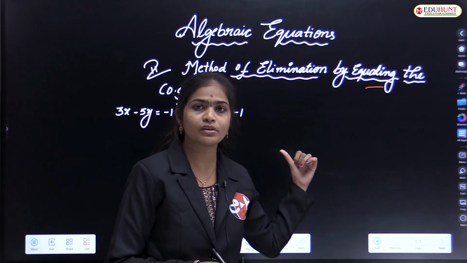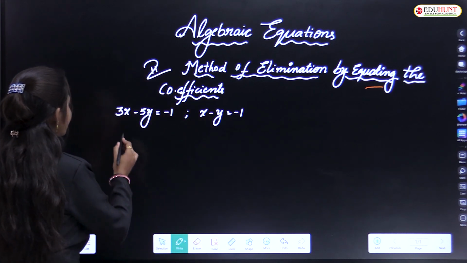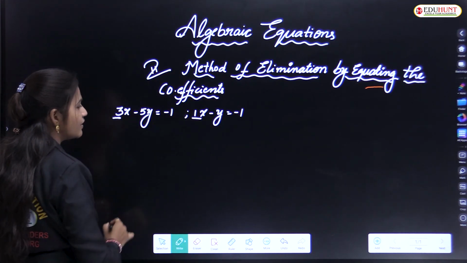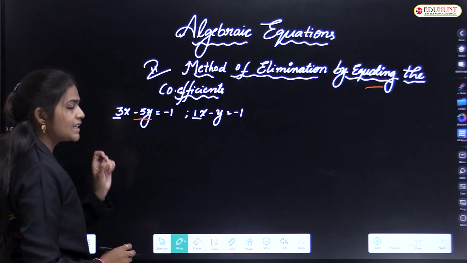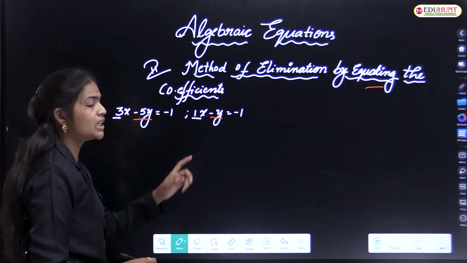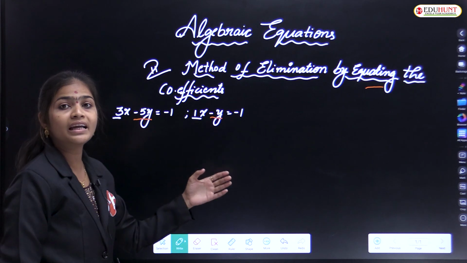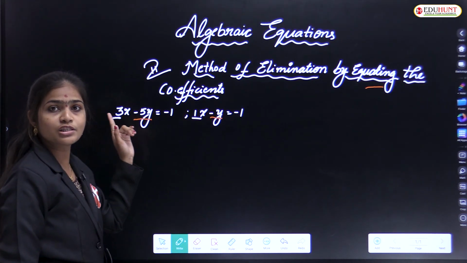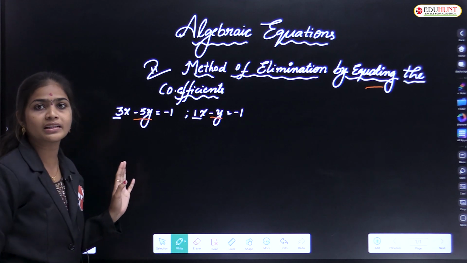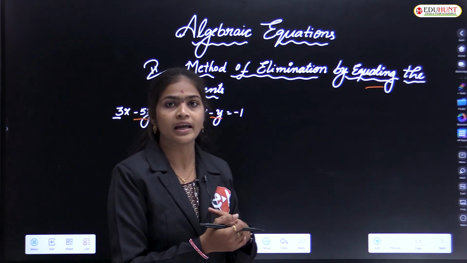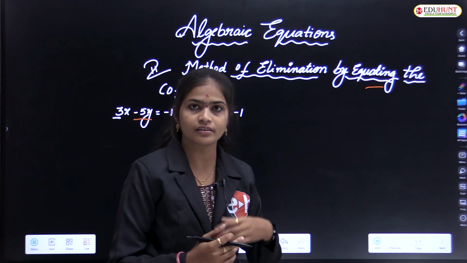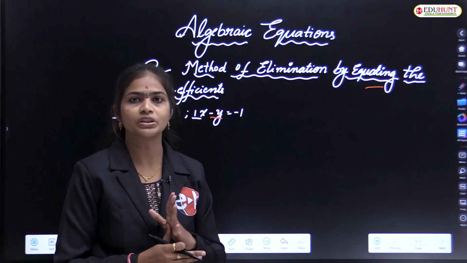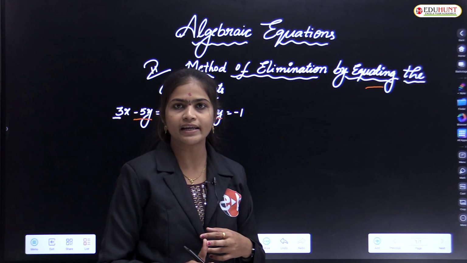Okay, just observe the given equations. Here the x coefficient is 3, here the x coefficient is 1. Here the y coefficient is minus 5, here the y coefficient is minus 1. So we have to equate the coefficients of the given equations. It is better to take either the x coefficient or the y coefficient. Any one of the coefficients only we can equate.